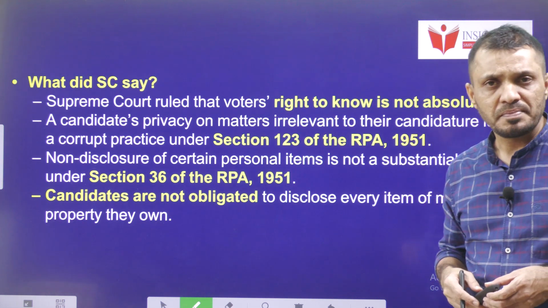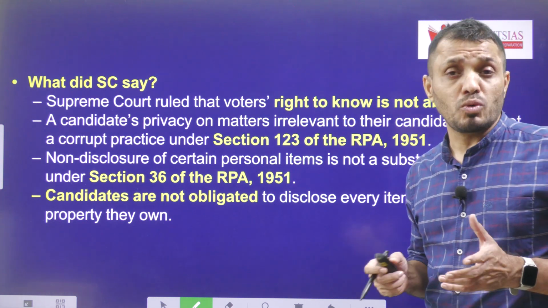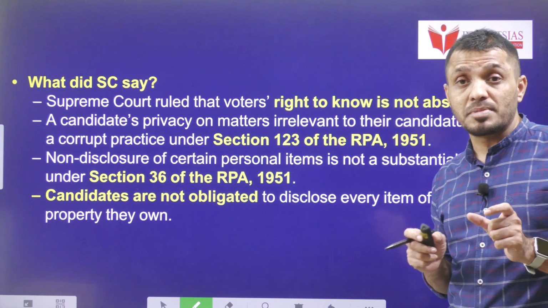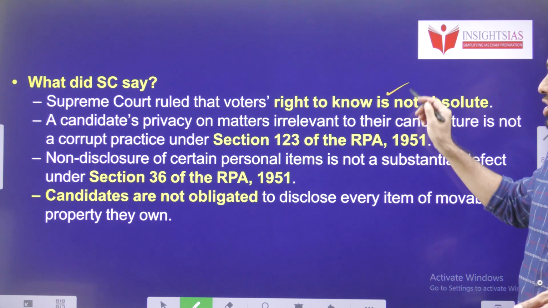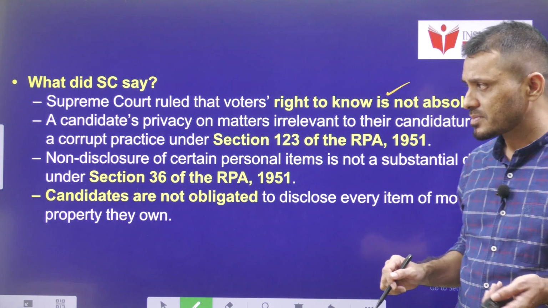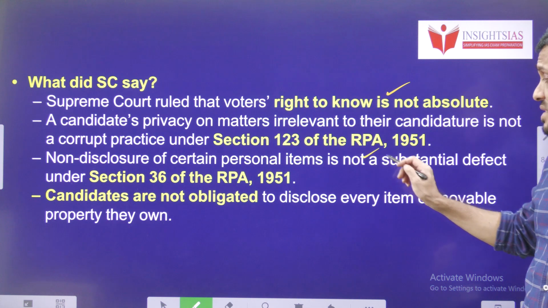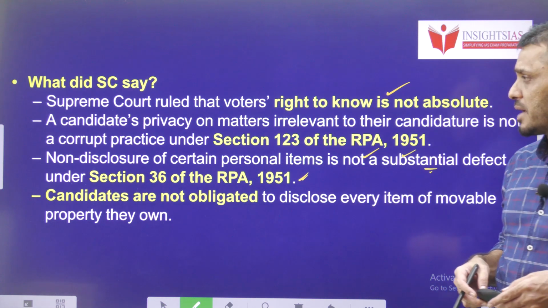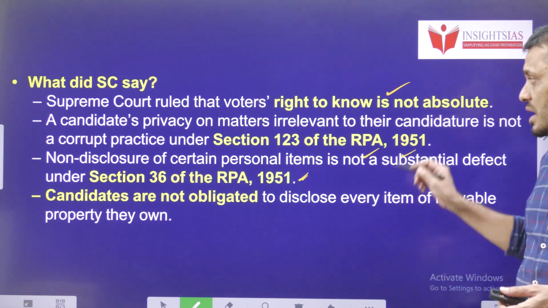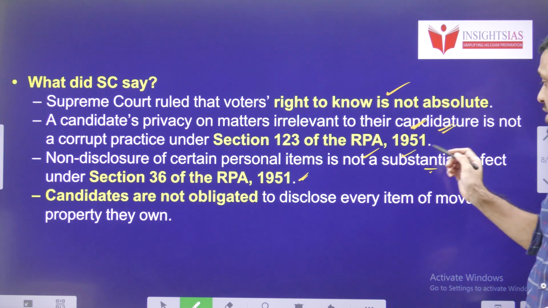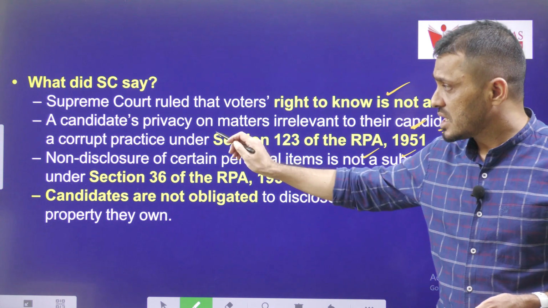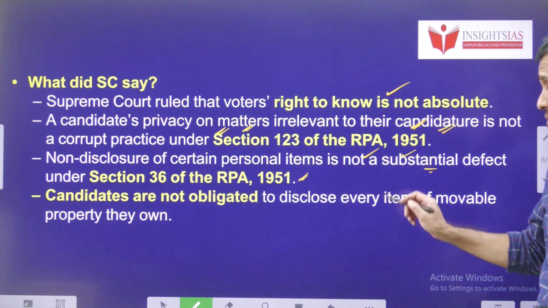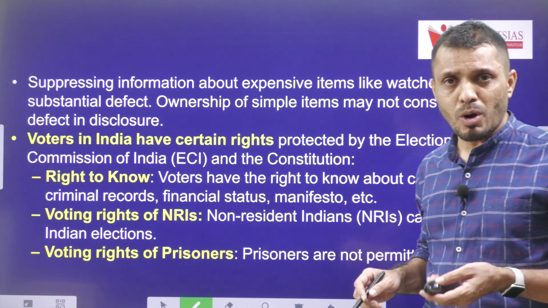The Supreme Court mentioned that yes, voters have the right to know about the candidate's information, but that information must relate only to the election, not every piece of information. Non-disclosure of certain personal items is not required according to section 36 of the RPA. And candidate privacy on matters irrelevant to their candidature is not a corrupt practice, because it is not going to influence the election process in any way. They don't need to disclose all the information.